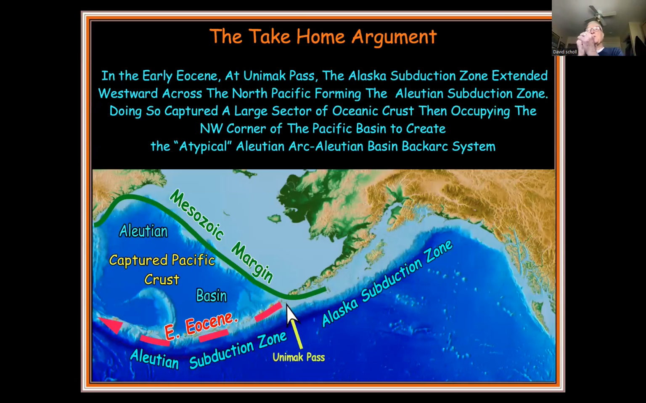So this is the take-home argument: in the early Eocene, here at Unimak Pass, the Alaska subduction zone, which goes back at least to the Triassic, extended westward across the North Pacific. In doing so, it captured a large segment of oceanic crust then occupying this corner of the Pacific Basin. It's probably a piece of the Kula plate, though it doesn't have to be; it's acknowledging it could be other things. The atypical Aleutian back arc system then is formed.